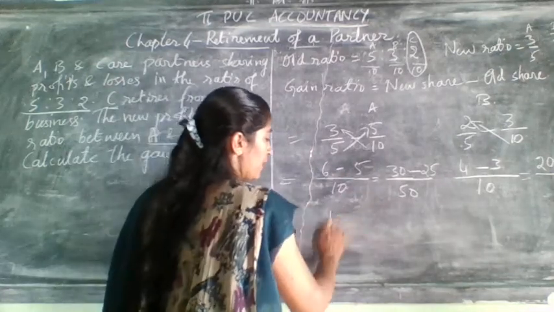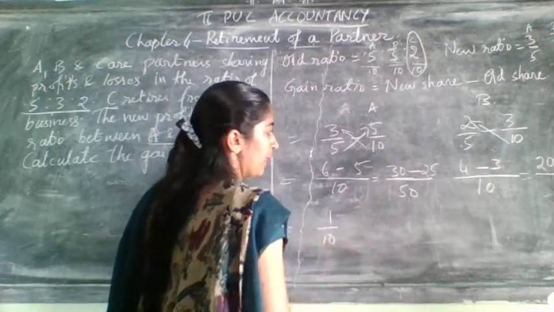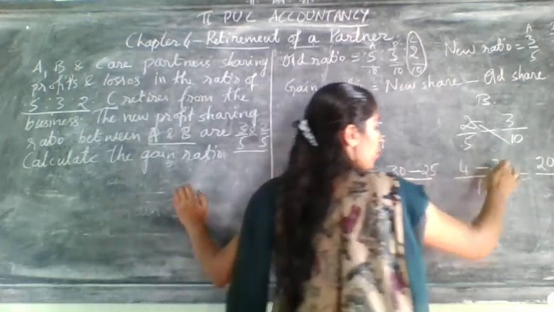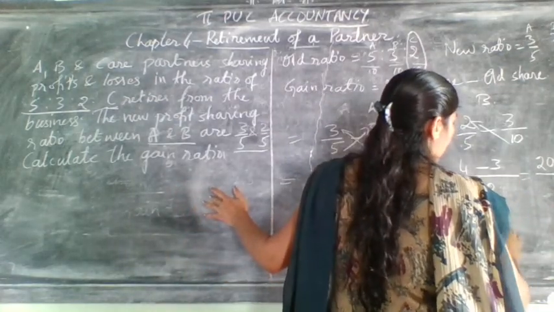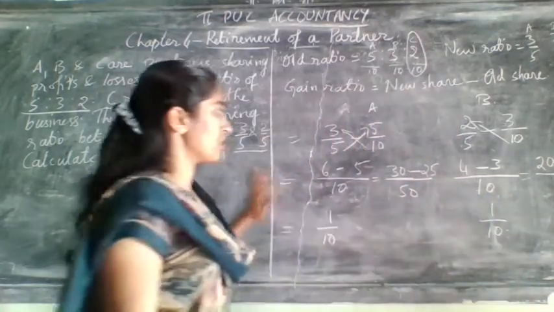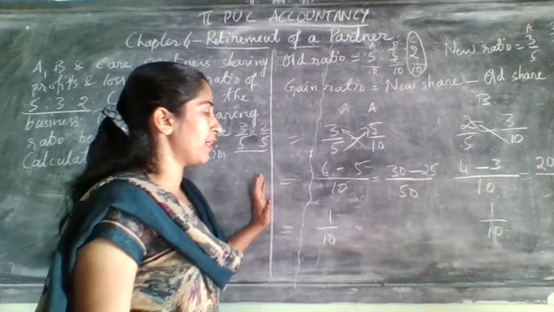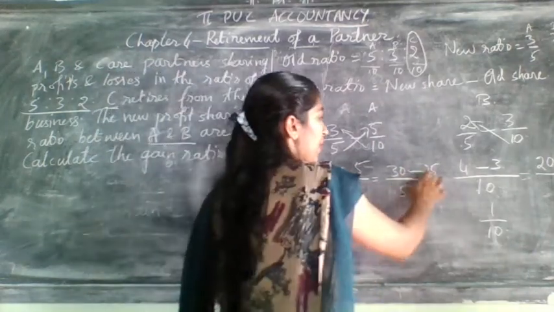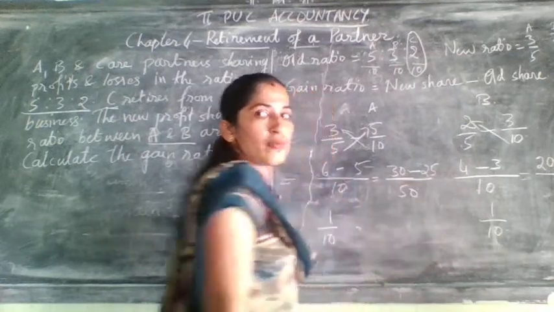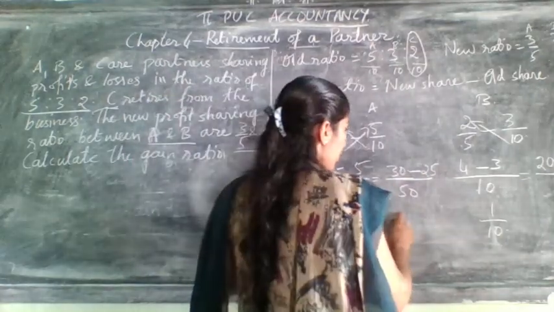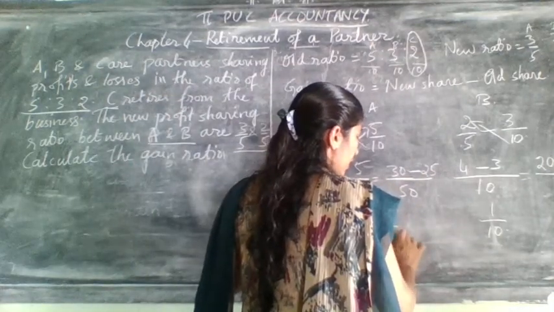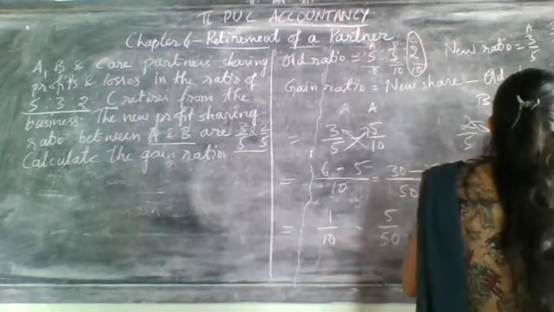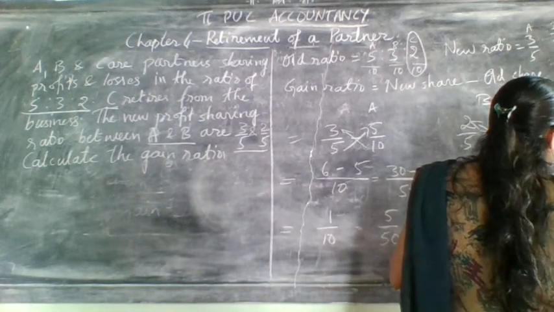6 minus 1, how much will it come? 1 by 10. And here 4 minus 3, again it will come 1 by 10. Here also 1 by 10, and there also 1 by 10. Here again 30 minus 25. If you follow the cross multiplication method, 30 minus 25 will come 5 by 50. Here also 20 minus 15 will come 5 by 50.